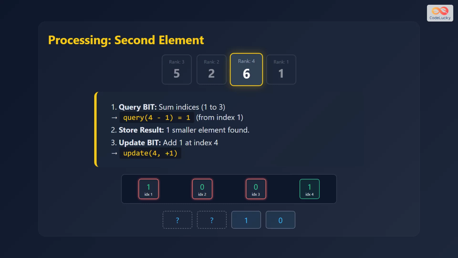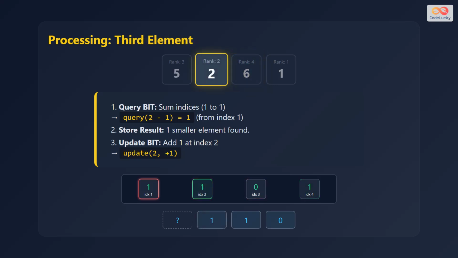Moving left, the next element is rank 4. We query the BIT for the sum of frequencies for all ranks less than 4. The BIT tells us the sum is 1 because we previously added the rank 1. So, the result is 1. We then update the BIT at index 4. Next is rank 2. We query for ranks strictly less than 2. The sum is 1, coming from the first element we processed. We record the result as 1 and update the BIT at index 2.